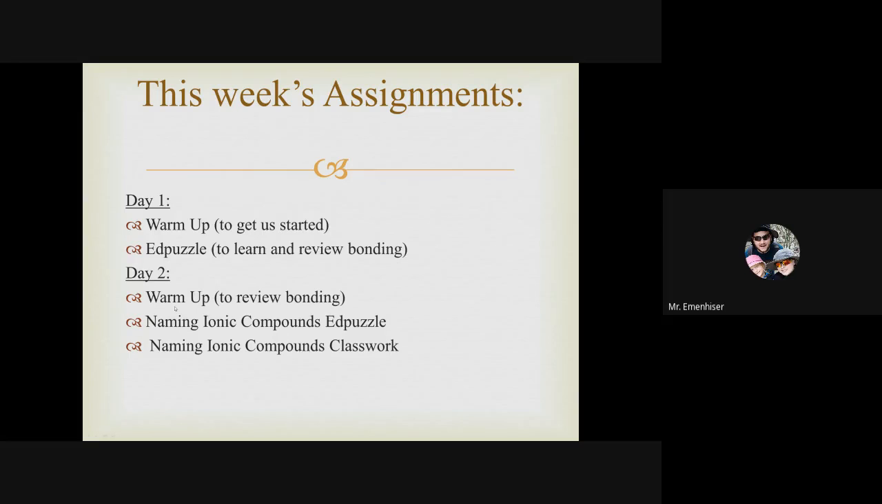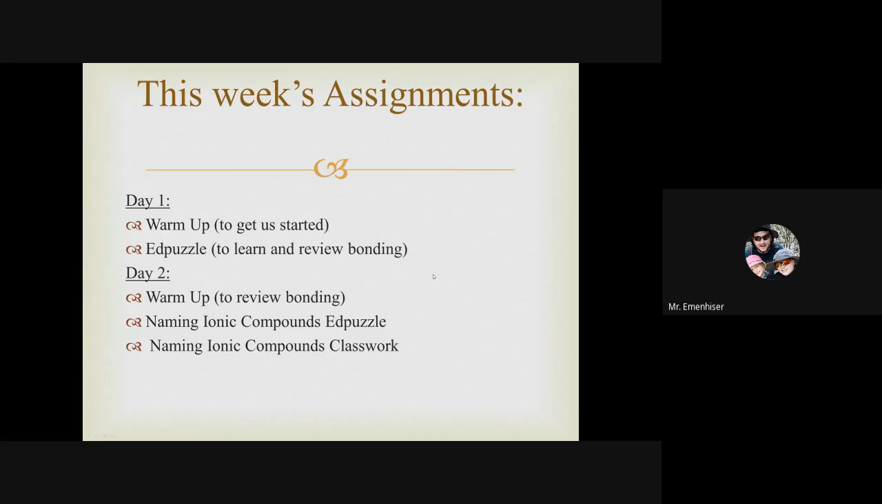Day 2, we're going to do another warm-up. We're going to start talking about naming ionic compounds. We're going to do another Edpuzzle. This is not that big of a topic, so this shouldn't be that long of an Edpuzzle. And then we're going to do some classwork with naming ionic compounds. We're going to practice naming ionic compounds.